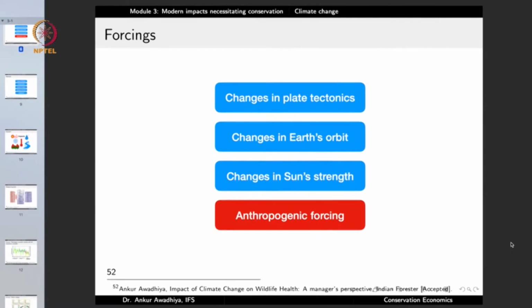But the most important forcing these days is the anthropogenic forcing. Now, anthropos means human, and genesis is formation or production. So, anthropogenic forcing is a forcing that has been produced by human beings. Now, what can they be? So, the most important anthropogenic forcings or modes of anthropogenic forcings include things such as release of greenhouse gases, such as carbon dioxide. Now, greenhouse gases are those gases in the atmosphere that act as a greenhouse by trapping the heat of the sun in the atmosphere.